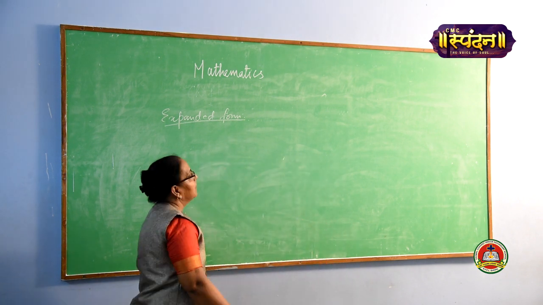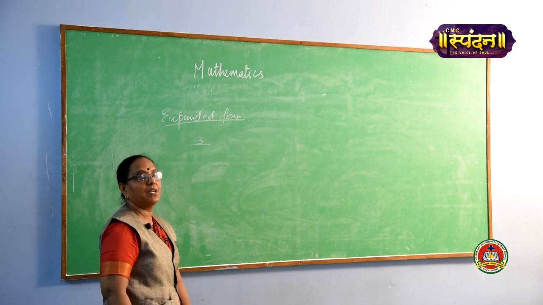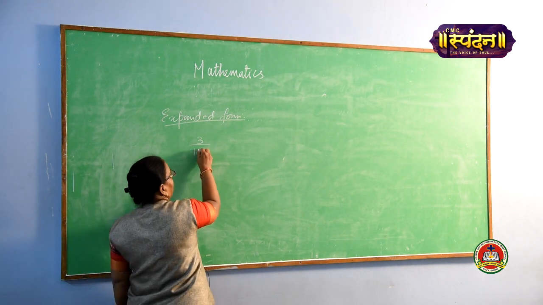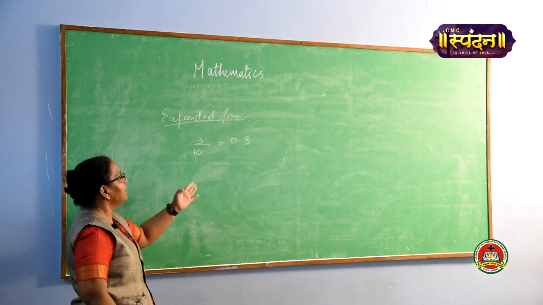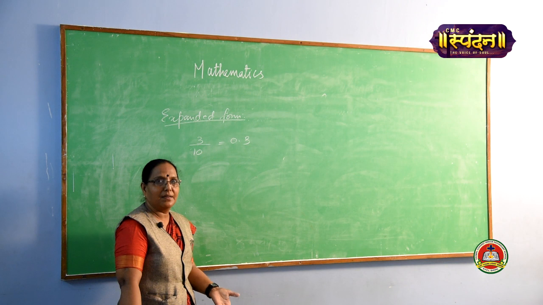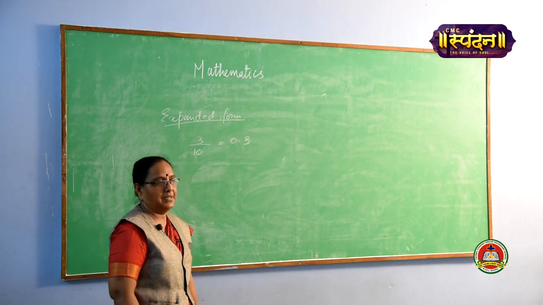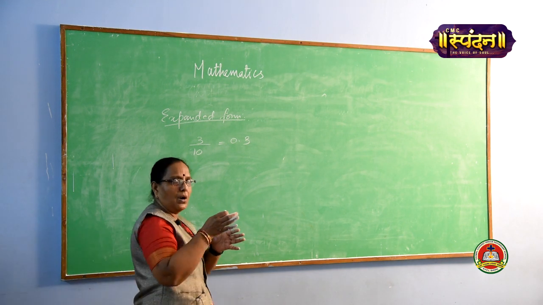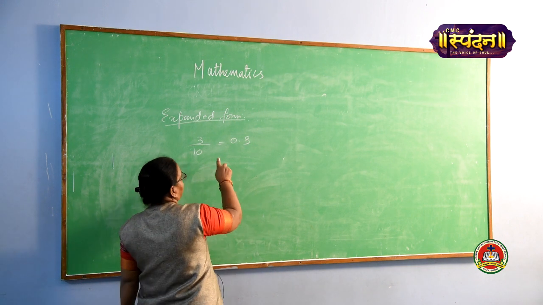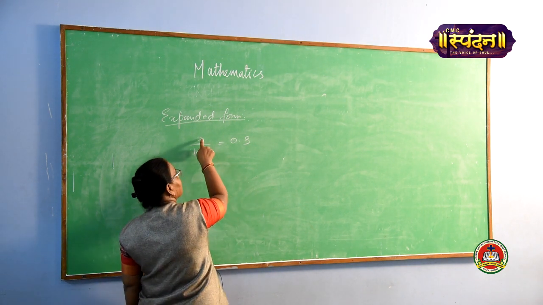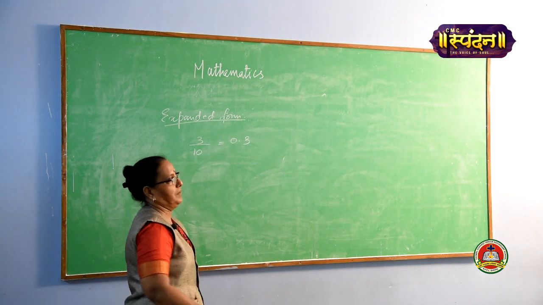For example, as I already told, any fraction with the denominator 10, like 3 by 10, you are going to write 0.3. But it is not possible every time to divide by 10 or 100. We have many numbers by which we are going to divide. So first of all, you should know how to divide and how to write the decimal form also. Suppose 3 by 10, then you know how to write it in the form of decimal, that means 0.3.